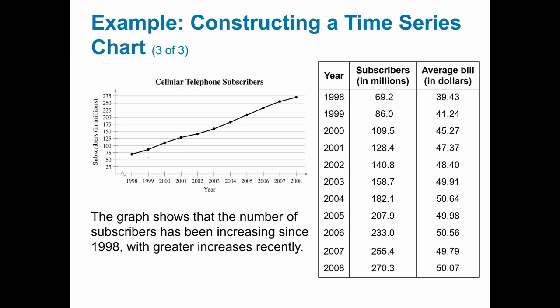And so this graph, it's nice to be able to look at stuff over time because you can see trends in what's happening. So for example, in this case, we can see that the number of cell phone subscribers from 98 to 2008 went up pretty regularly. In fact, almost linearly, almost perfectly linear.